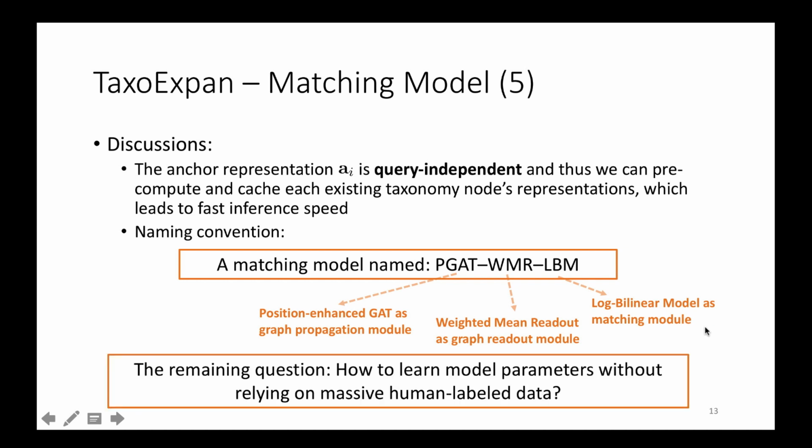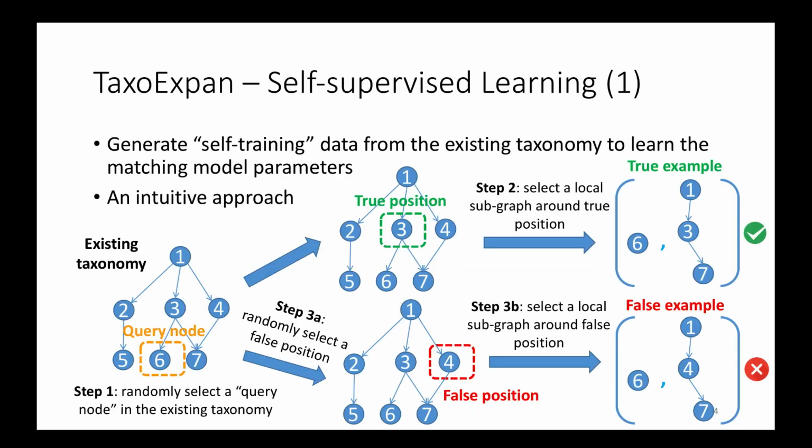So there's one remaining question. How can we learn those model parameters without relying on massive human-labeled data? That comes to our second part, the self-supervised learning method. We will generate self-training data from the existing taxonomy and use that self-training data to learn the matching model's parameters.